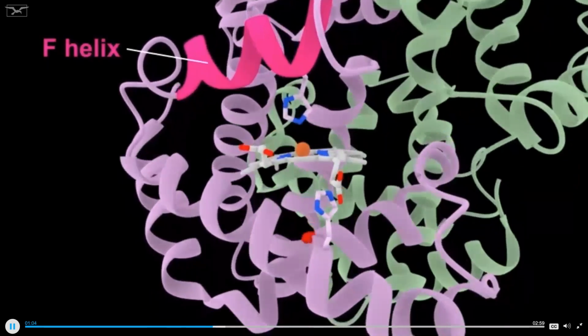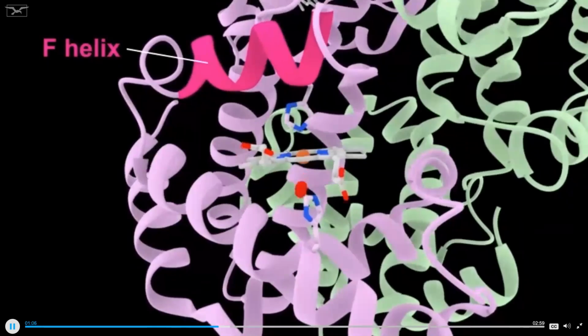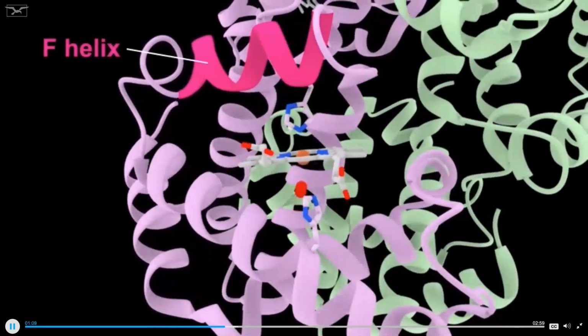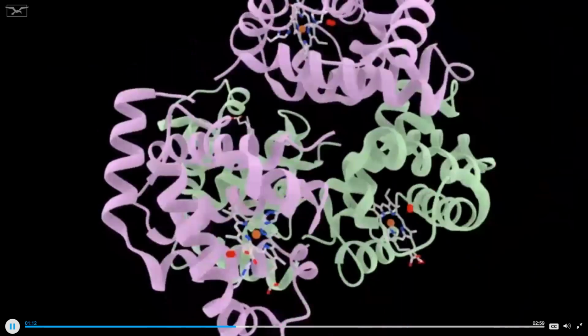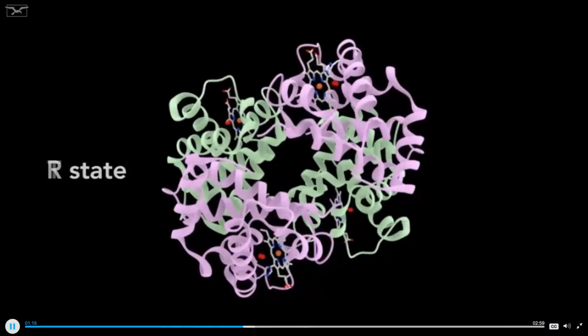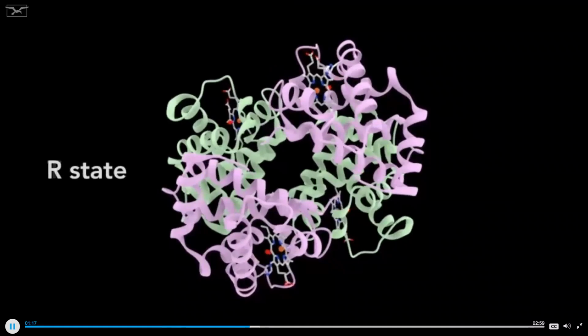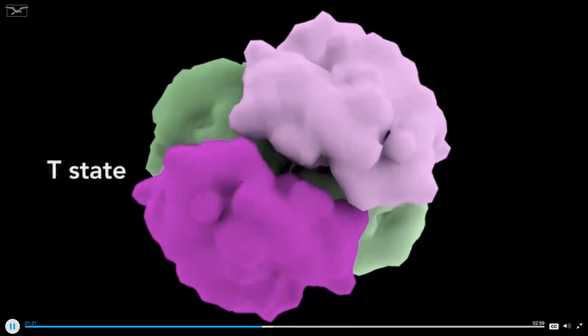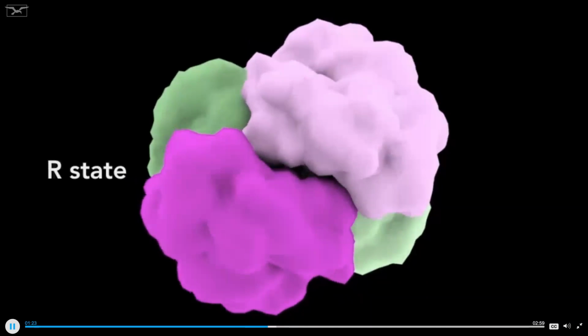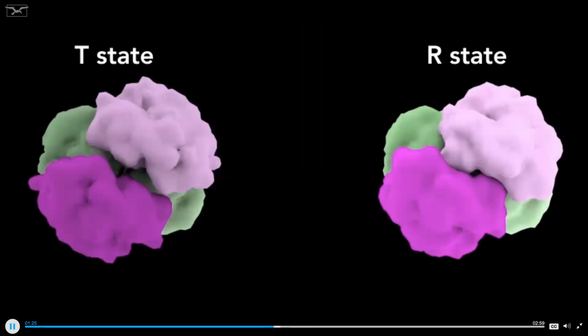The F helices are located at the interface between subunits, and therefore the movement of the F helix of one subunit can impact the structure of the entire protein, shifting the hemoglobin molecule from one conformation, called the T state, to another conformation called the R state. Oxygen acts as a positive allosteric effector for hemoglobin by shifting hemoglobin from the T state to the R state.